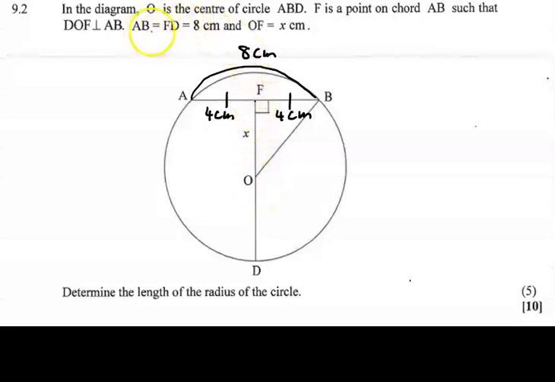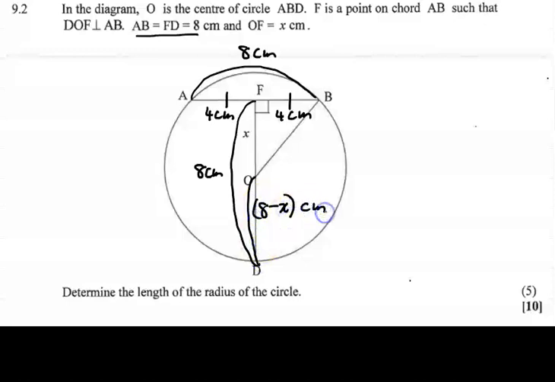See that AB equals FD equals 8. So FD is also equal to 8 centimeters. And if OF is equal to X, that makes OD 8 minus X centimeters. And what do we know about OD and OB? Well, they are radii. So therefore OB is going to be 8 minus X centimeters. And if you look very carefully, you'll be able to see that we now have a right angle triangle, which is OFB.